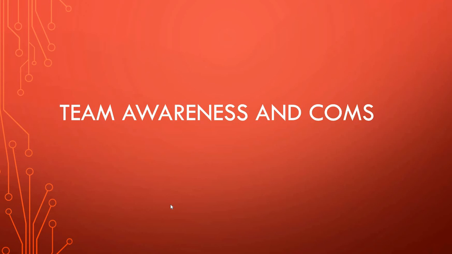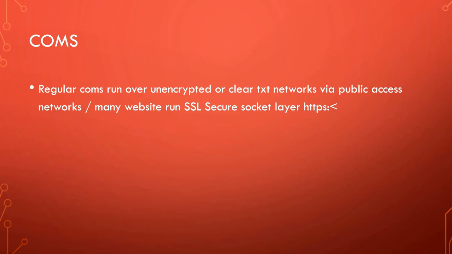This is a quick presentation on team awareness and communication: what's available, what's not available, and what we can do today. Regular communication runs over an unencrypted, clear text network via public access networks.